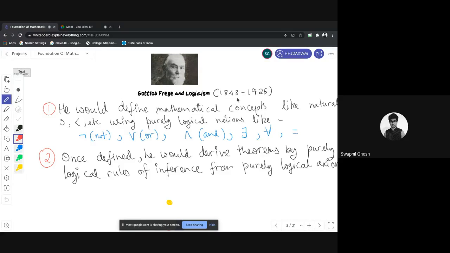Gottlob Frege started a program called Logicism, in which he started by defining mathematical concepts like natural numbers, zero, less than, using purely logical notions like not, or, and, there exists, for all, equality. Once mathematics was formalized, written in the language of not, or, and these things, he used to derive theorems by purely logical rules of inference and from purely logical axioms.